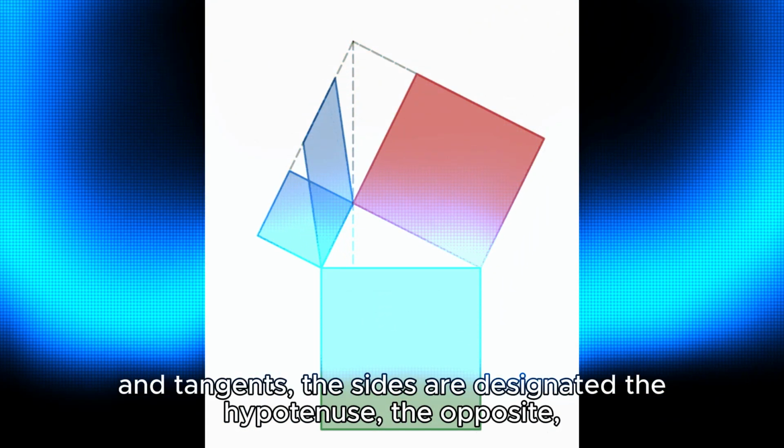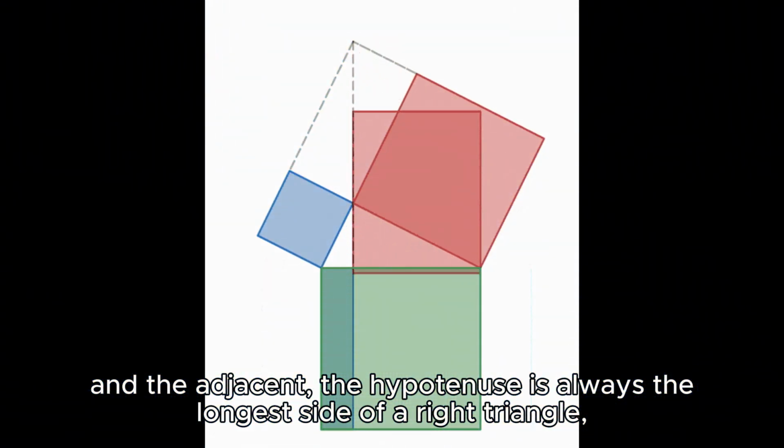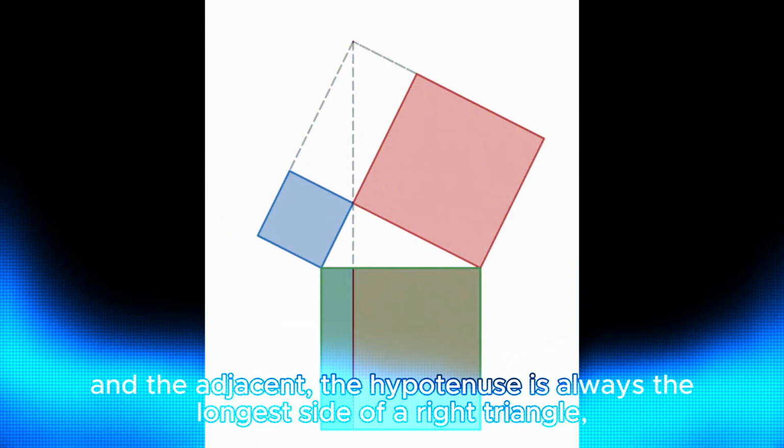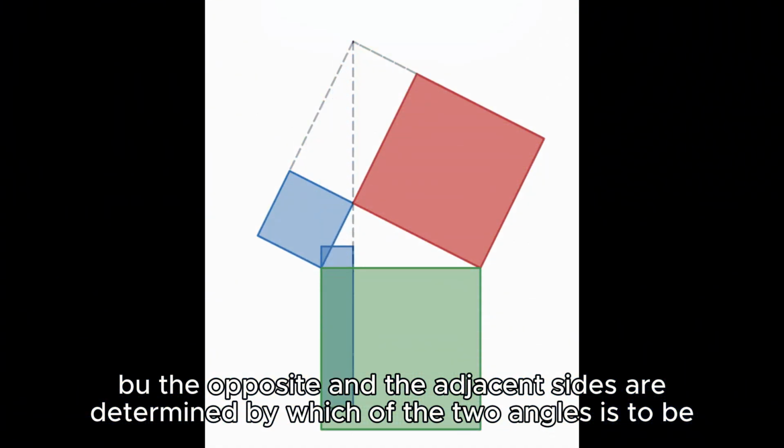The sides are designated the hypotenuse, the opposite, and the adjacent. The hypotenuse is always the longest side of a right triangle, but the opposite and the adjacent sides are determined by which of the two angles is to be found.